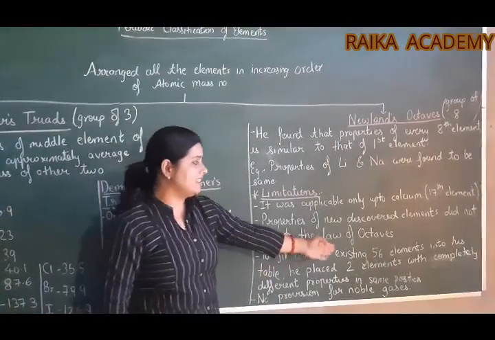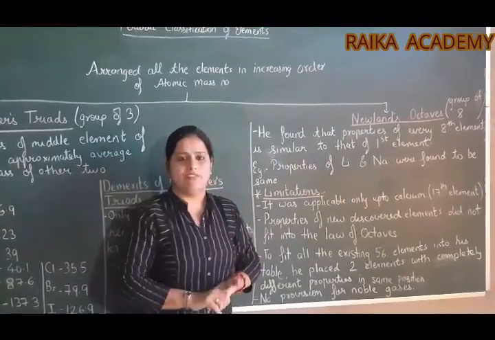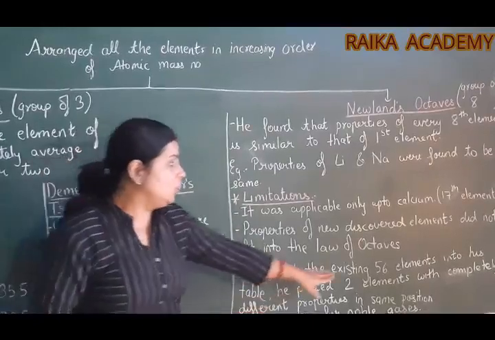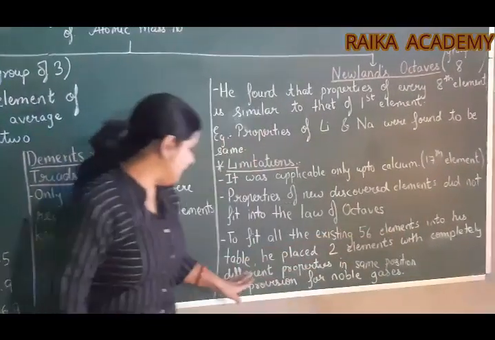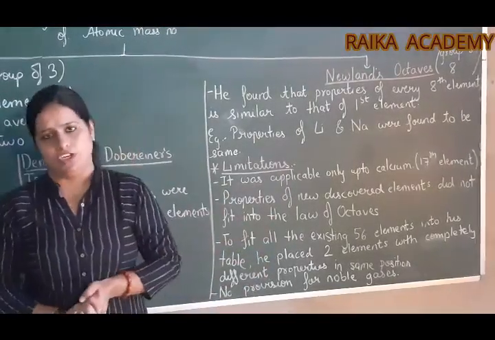To fit all the existing 56 elements थे उनके टाइम पे, वो सारे के सारे 56 elements को एक ही टेबल के अंदर accommodate करने के लिए 2 elements with completely different properties, जिनकी properties एकदम different थी, उन्होंने उनको सेम पोजीशन पे रख दिया.